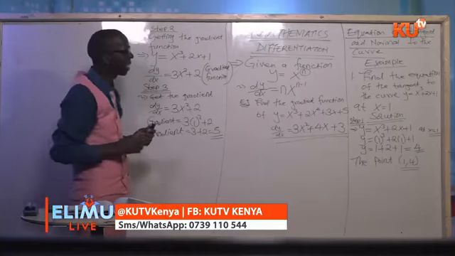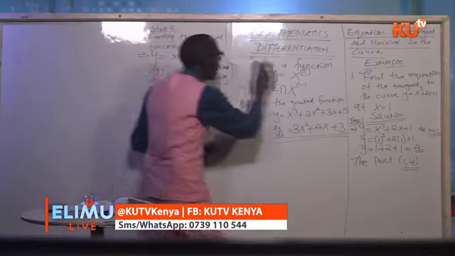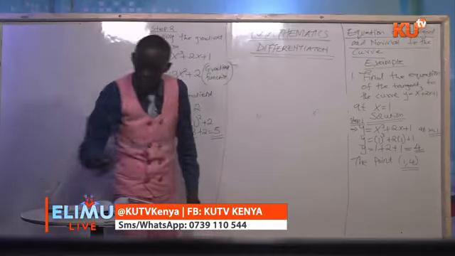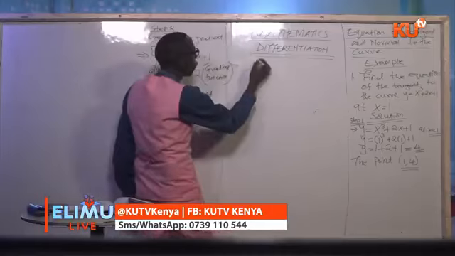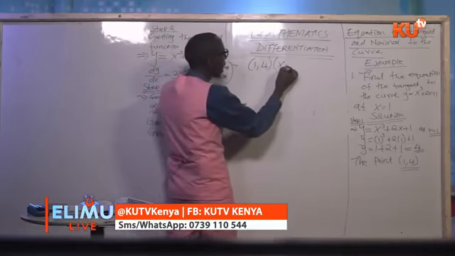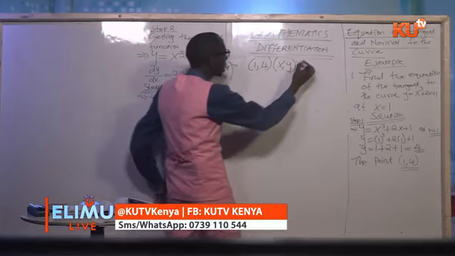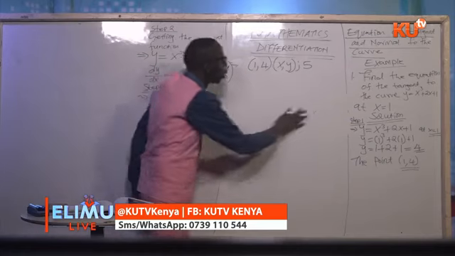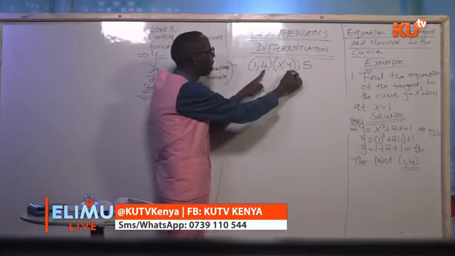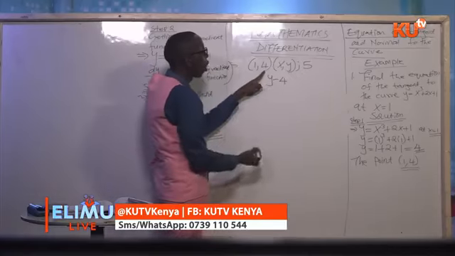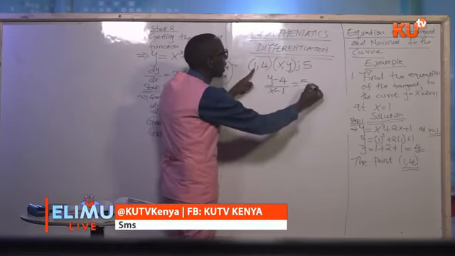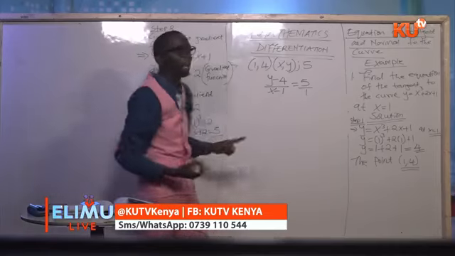After getting the gradient, we come and take our point. Our point that we got in step 1 was 1, 4. A general point is x, y. And the gradient we have gotten is 5. So you now get the equation. Change in y over change in x: y minus 4 over x minus 1 is equal to the gradient 5 over 1. 5 is the same as 5 over 1.